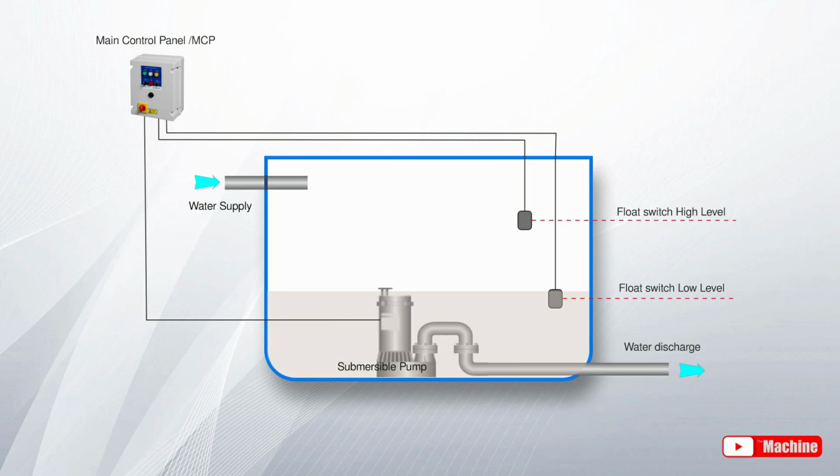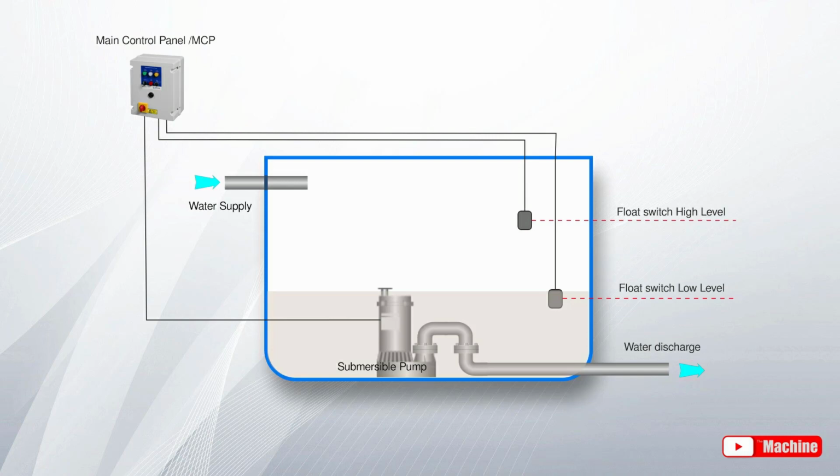As shown in the image, at the bottom of the sump pit, we have a submersible pump and two float switches for high and low levels. In addition, a sump pit has a water pipeline and a discharge water pipeline. There is also the main control panel, which can operate the sump pit in automatic or manual mode.